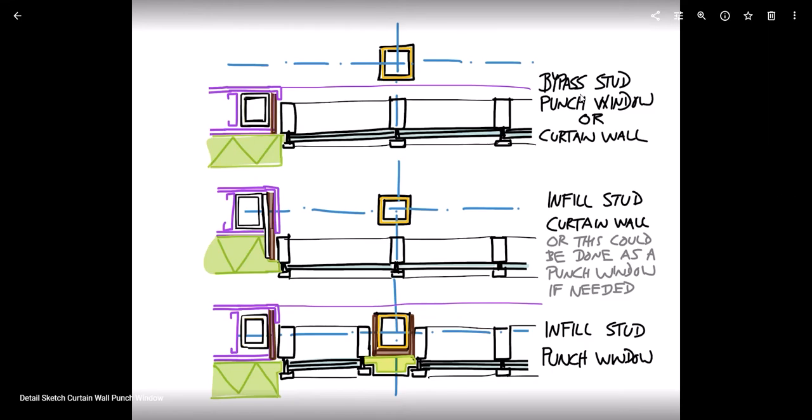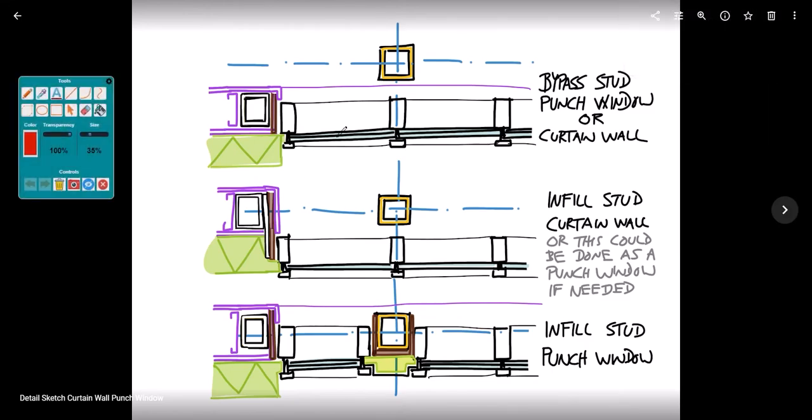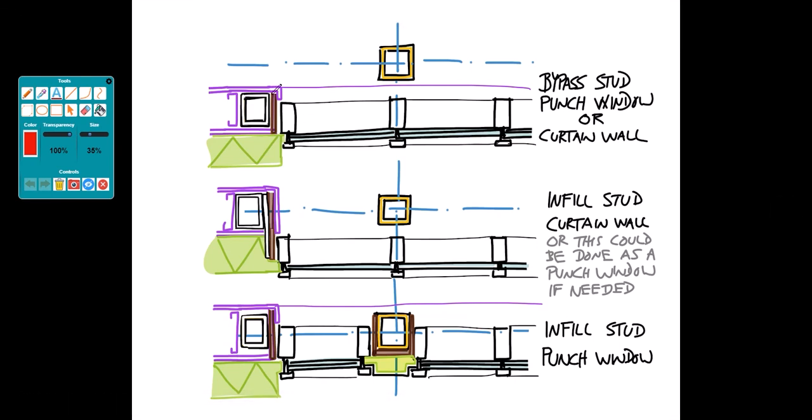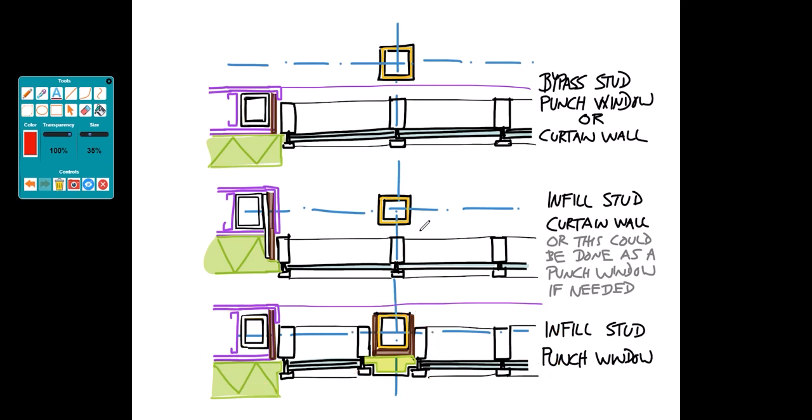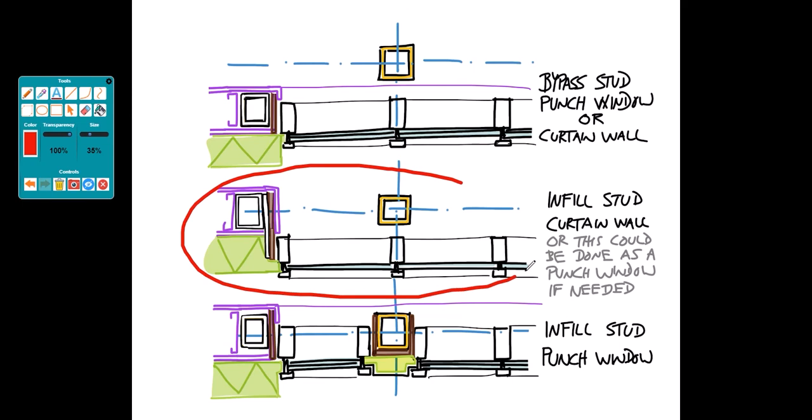And so this video is just about positioning things in walls, depending whether you have a bypass or semi-bypass stud. Where do you position your windows and where do you position your curtain walls? Well, there it is right there. They're kind of in the same spot. And then, of course, if you have the infill stud situation, then the normal for a punch window would be this one down here. That'd be the normal situation, and then you just deal with that in the design. But certainly, you could do a punch window like this in an infill stud wall.